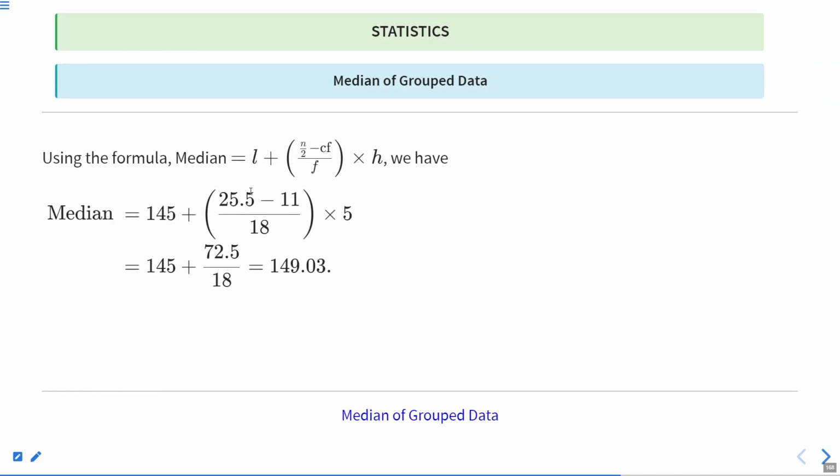Using the formula, median is equal to L plus (n by 2 minus CF) by F, times H. Substituting these values of L, F, n, CF and H, we have median equal to 145 plus (25.5 minus 11) by 18, times 5. If we calculate it, this is equal to 145 plus 72.5 divided by 18, and this is equal to 149.03. So the median of the given data is 149.03.